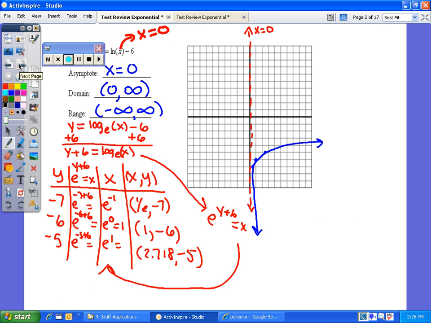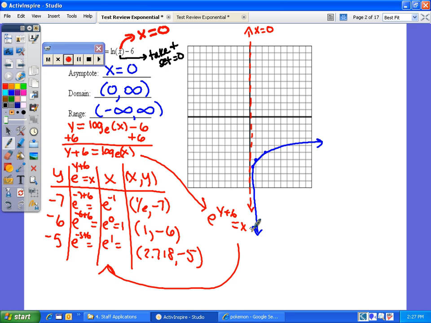Okay, number 2 was a log graph. Log graphs have vertical asymptotes instead of a horizontal. And the asymptote is based on what's inside the parentheses. So you take what's in the parentheses and set it equal to 0, which is how I got x equals 0. X equals 0 is a vertical line. So make sure that your line does go down vertically.